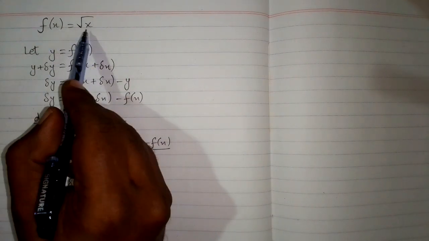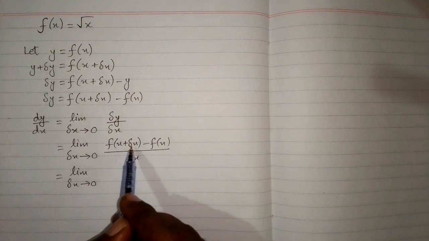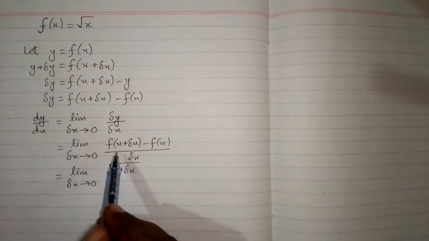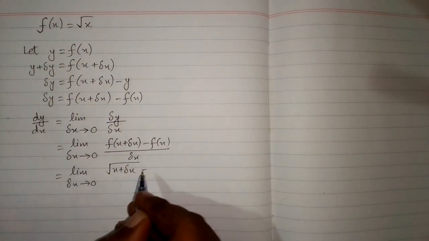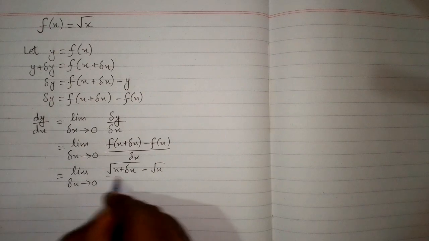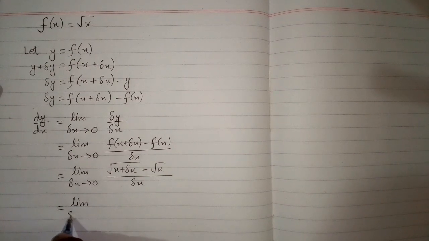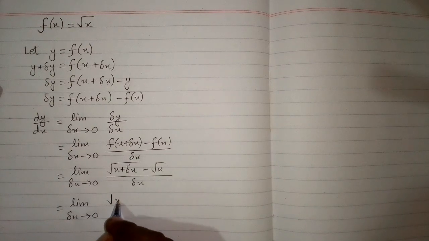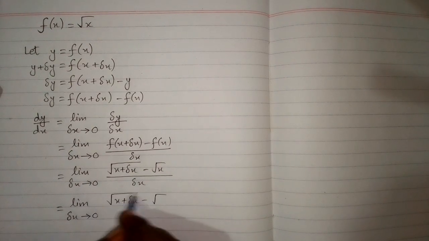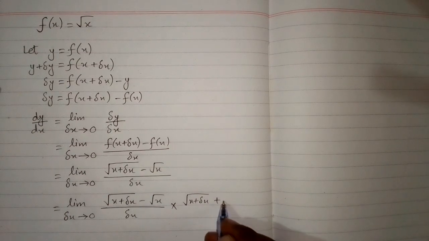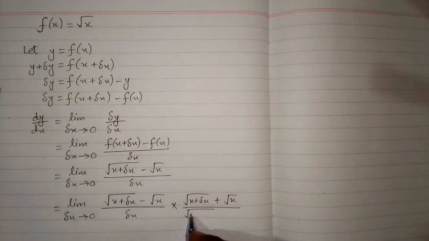Now the function is f of x is equal to square root of x. So f of x plus delta x is equal to square root of x plus delta x, because we can see that we have x plus delta x in place of this x. So we will put x plus delta x over here, and then minus f of x. So f of x is square root of x, upon delta x. Now we multiply this fraction by square root of x plus delta x plus square root of x, and divided by square root of x plus delta x plus square root of x.